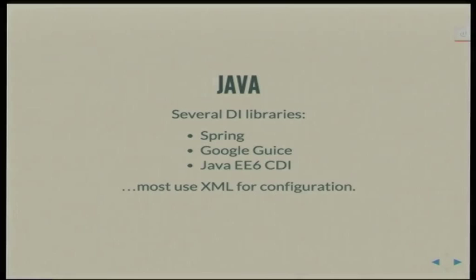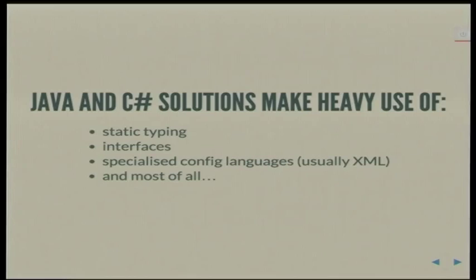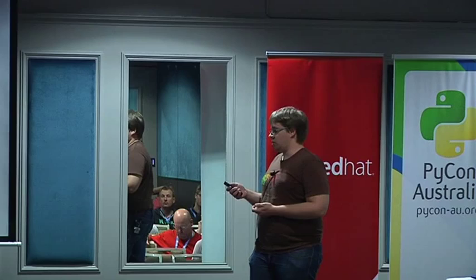A lot of them use XML for configuration. C# has its own, more XML. They make a lot of use of what we'd think of as classical OO features like static typing, interfaces, XML, and most of all, most of them assume that the smallest bit of code that you're ever going to deal with is a class.